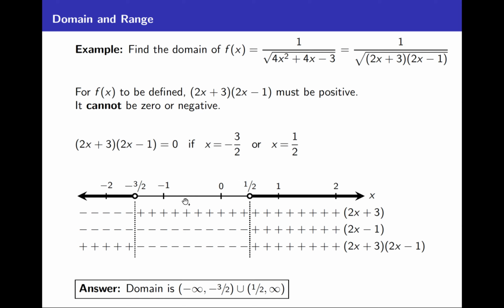The stuff in the middle here, that's not in the domain of the function because it would give you a negative inside the radical. Nor can you have x equal to -3/2 or 1/2 because in that case, what we have inside the radical would be 0 and we're dividing by 0. So here's our domain. So you should get some practice finding domains of functions and work some exercises in the book.